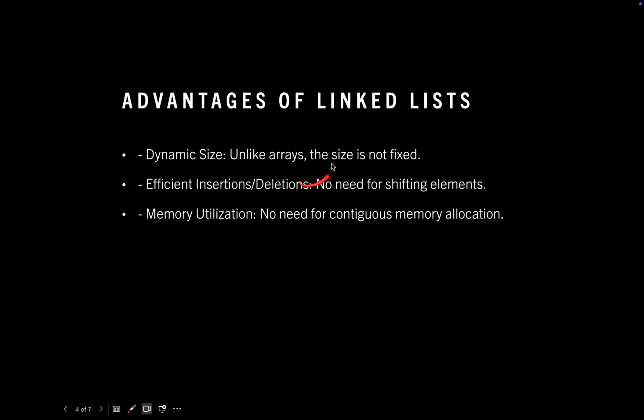So let's move forward. Why do we often use linked lists? The first thing is dynamic size. It means you don't need to know the size before initializing. You can change your size based on your requirement. Unlike arrays, the size is not fixed. In an array, whenever you want to define an array, you have to give the size of the array also. But with a linked list, you don't need to do all those things.